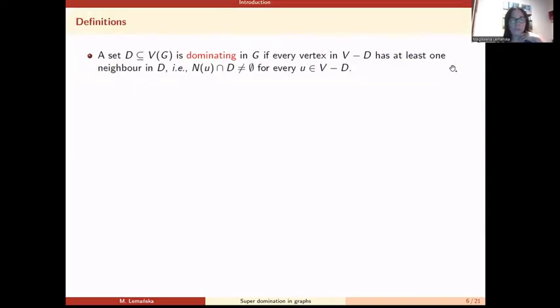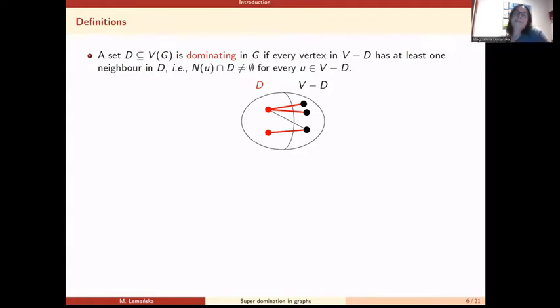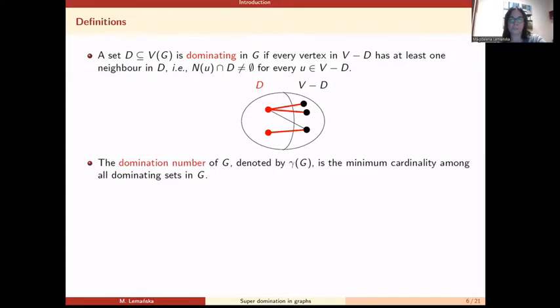Now I would like to present some more formal definition of dominating set. If you have a set of vertices, then we call this set dominating if every vertex outside of this set has at least one neighbor in the set. So here on this picture, the set of red vertices is a dominating set because every black vertex from the complement of the set has a neighbor in this set of red vertices.